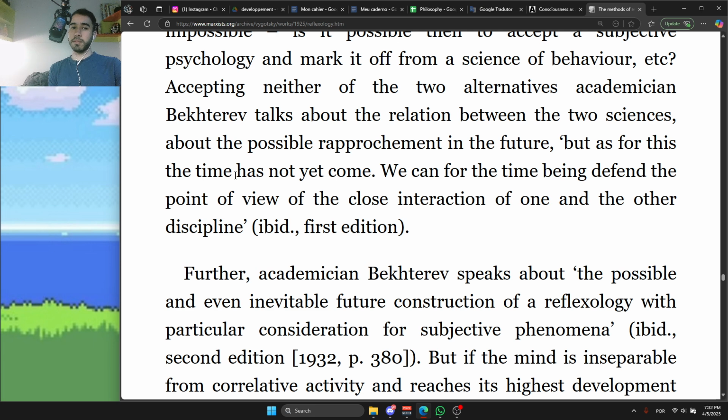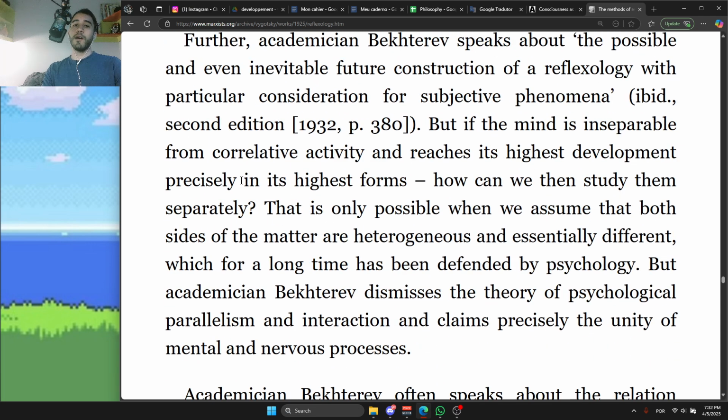Accepting neither of the two alternatives, academician Bekhterev talks about the relation between the two sciences, about the possible rapprochement in the future. But as for this, the time has not yet come. We can for the time being defend the point of view of the close interaction of one and the other discipline. Further, academician Bekhterev speaks about the possible and even inevitable future construction of reflexology with particular consideration for subjective phenomena. But if the mind is inseparable from correlative activity and reaches its highest development precisely in its highest forms, how can we then study them separately?